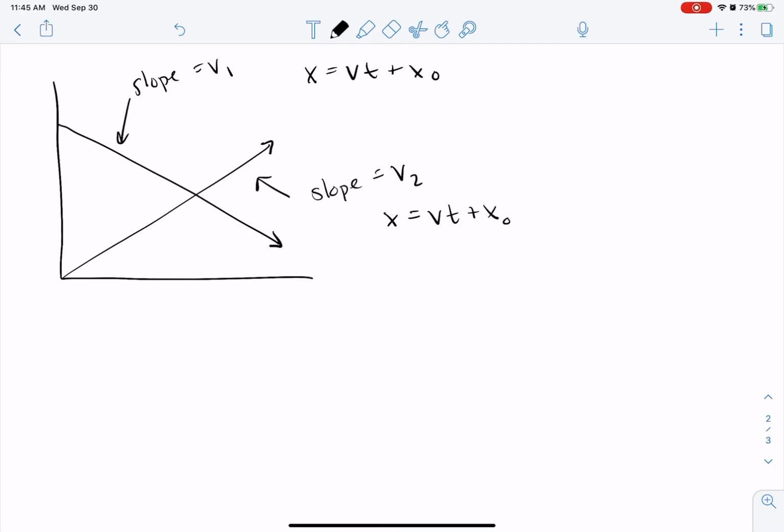Okay, and you're going to be plugging in the velocity that you calculated for each. So this would be your v1, this would be your v2, and the starting position for each. So this would be your x1, this would be your x for here. Okay, and now you'll have two equations, and then you'll have to set them equal to each other.